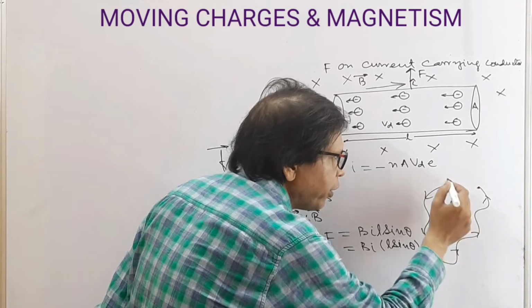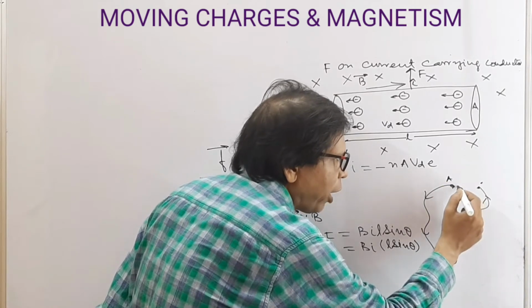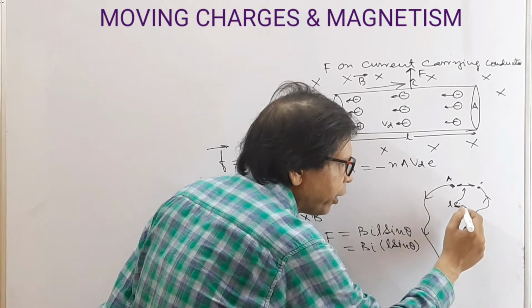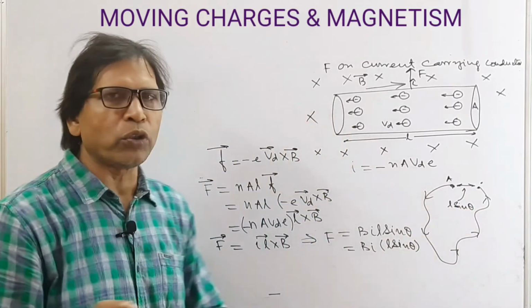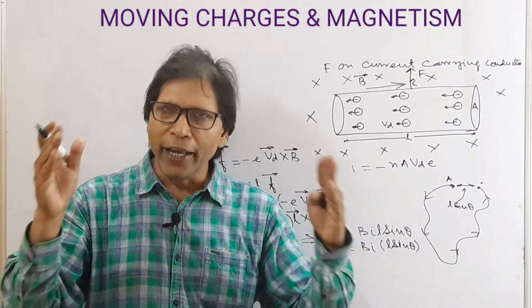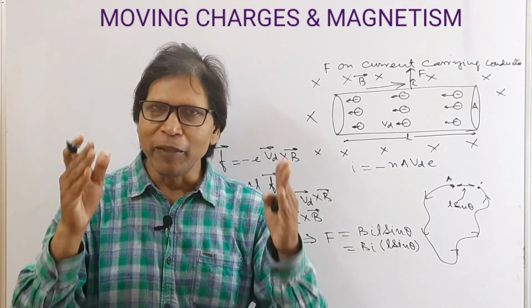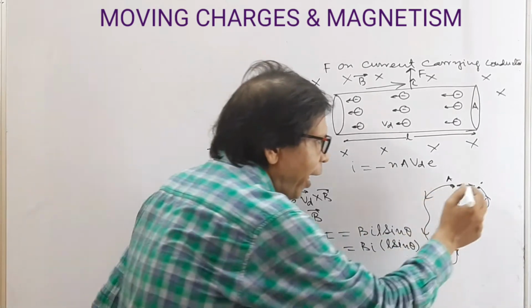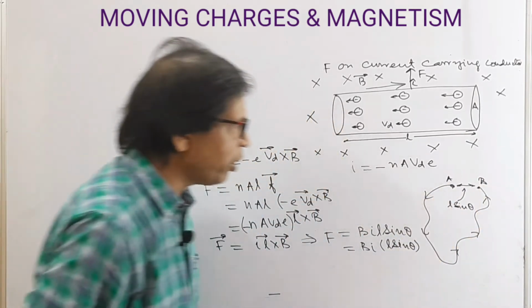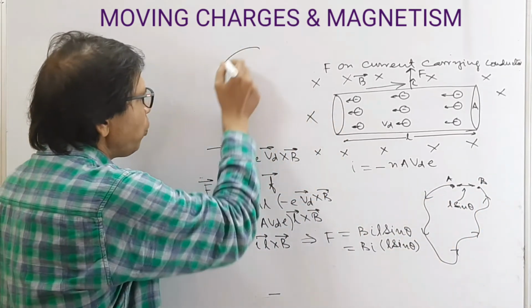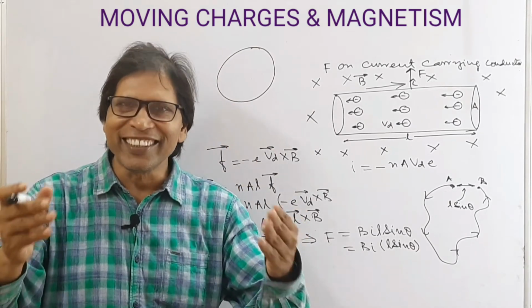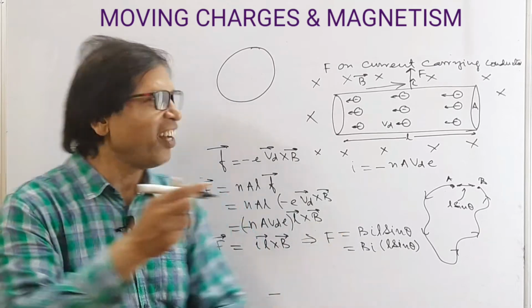Look at this. This is the initial point. This is the final point. So this is the L sin theta. Therefore, magnetic force does not depend on the length of the conductor. It depends on the distance between the initial point and the final point. So magnetic force on a closed current carrying loop is 0.